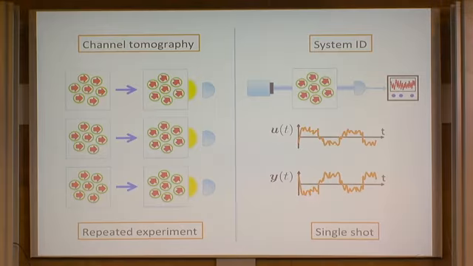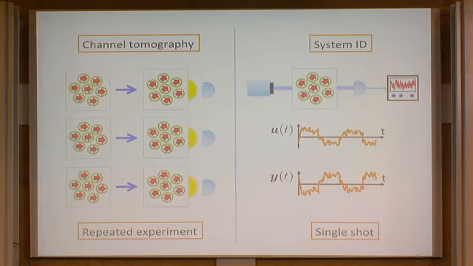Right. So I'd like to finally remark about the difference between channel tomography and system identification. This is a typical setup of channel tomography. In this case, at the initial time, we prepare the initial state, and this evolves in time to the final state during some time. And at the final time, we measure the system.